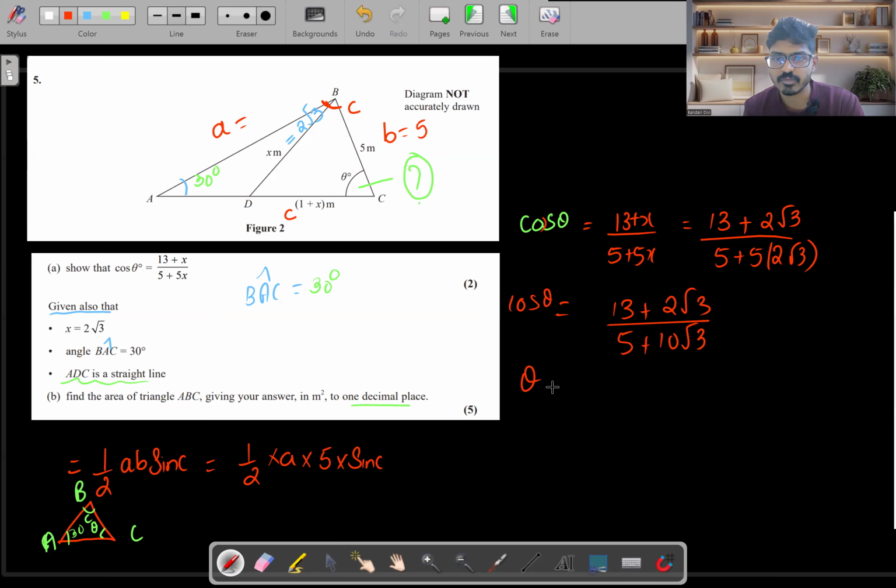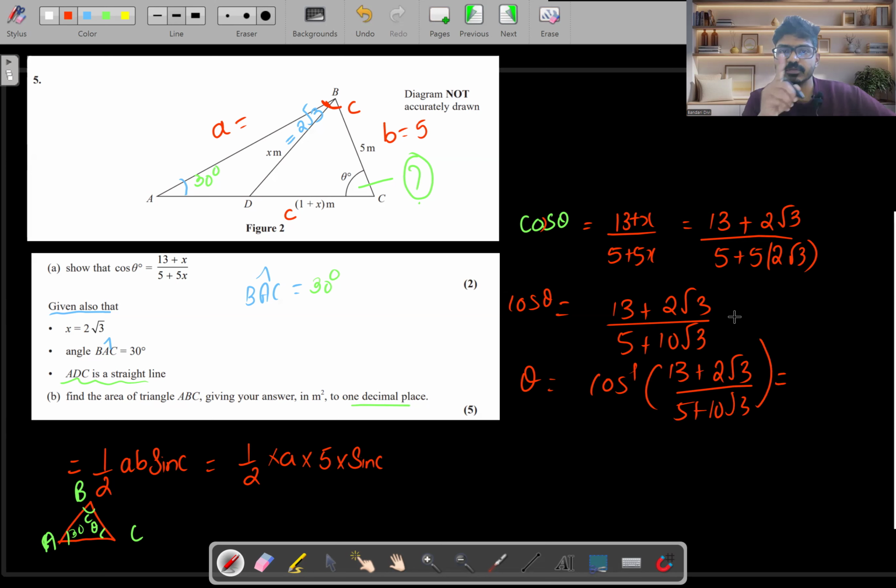So then theta will be equivalent to cos inverse of. So what will be our cos inverse in this case? So 13 plus 2 root 3 divided by 5 plus 10 root 3. If you use a calculator, our angle for this particular value would be somewhere 42.2. Okay, so you'll get 42.2. The value of this theta angle, we got it as 42.2.